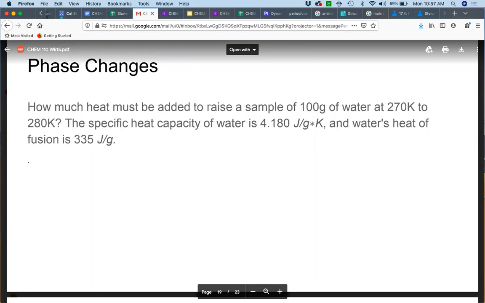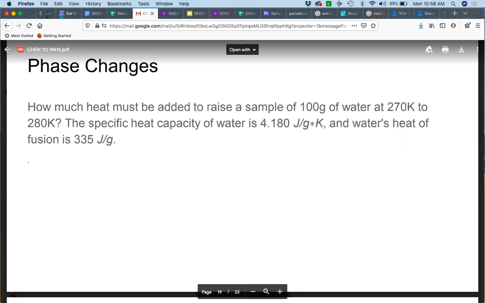So here's our question. How much heat must be added to raise a sample of 100 grams of water at 270 Kelvin to 280 Kelvin? The specific heat capacity of water is 4.180 joules per gram Kelvin, and water's heat of fusion is 335 joules per gram. Now you might be reading this problem and thinking, they want me to do what? What is it that I'm doing?